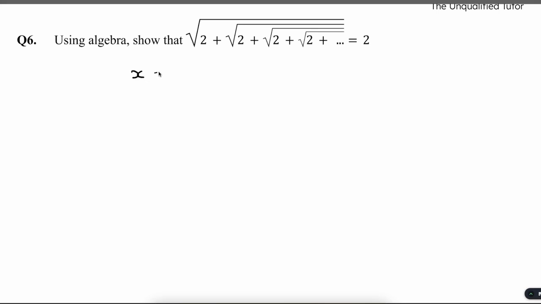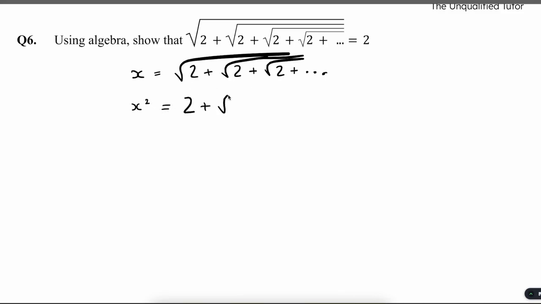So if we say x equals root 2 plus root 2 plus root 2 plus ... and we keep going, then what happens is when we square x, we get rid of the big square root on the outside, and we end up with this. But because this goes off to infinity, this is equal to this. These two are equal. So this is just 2 plus x.